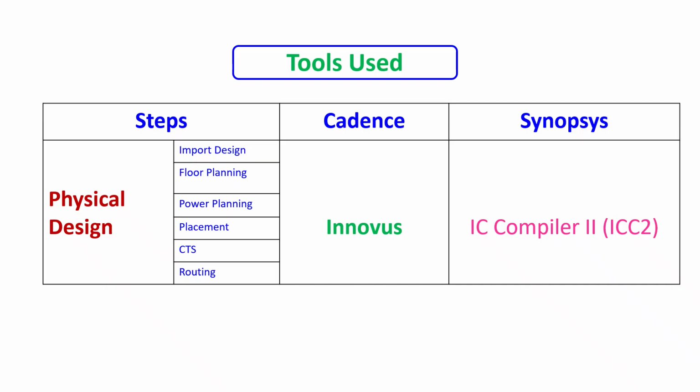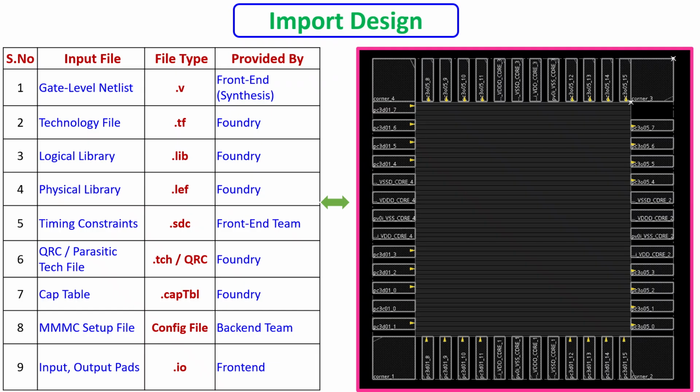The next, we are going to see what are the tools used to perform this physical design. We know in the physical design, we do import design, floor planning, power planning, placement, CTS, and routing. In Cadence tool, all these are performed using Innovus, and in the Synopsys tool, it is performed using IC Compiler 2. Now, in this flow, we are going to see the Cadence tool. We are going to use everything in the Innovus.